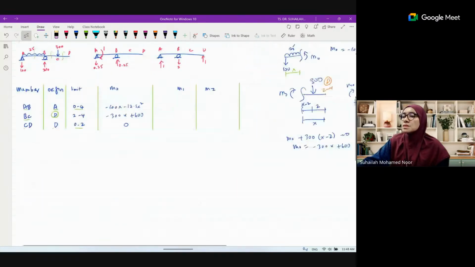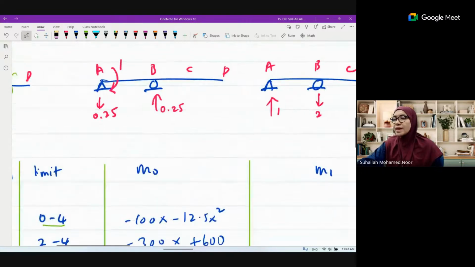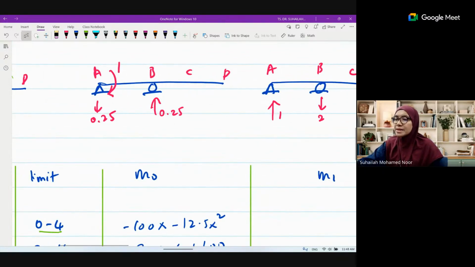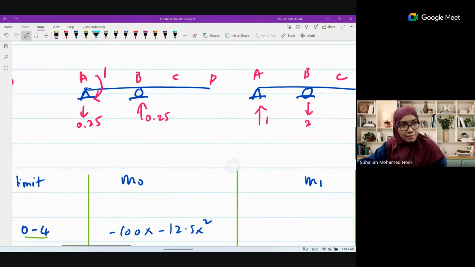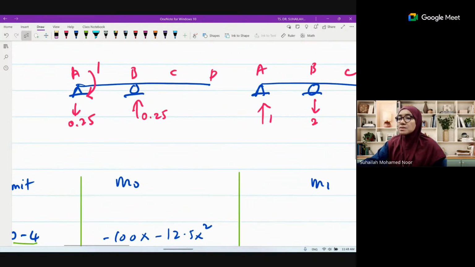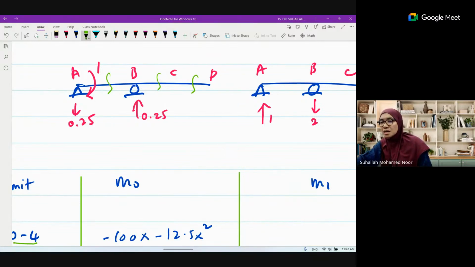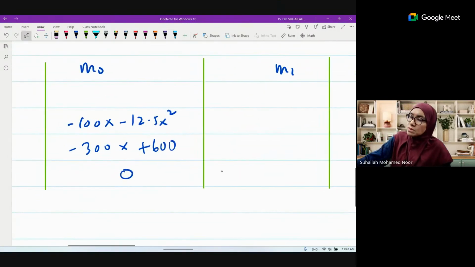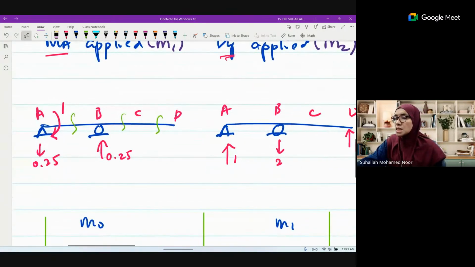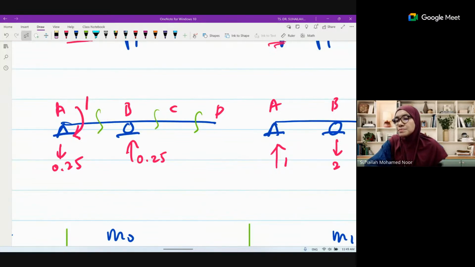Okay, next we will write the equation for redundant number 1, redundant MA applied. So we have 3 cutting sections. For every system we repeat the same thing, right? Here these 2 are already empty, these are empty too. Only AB remains.